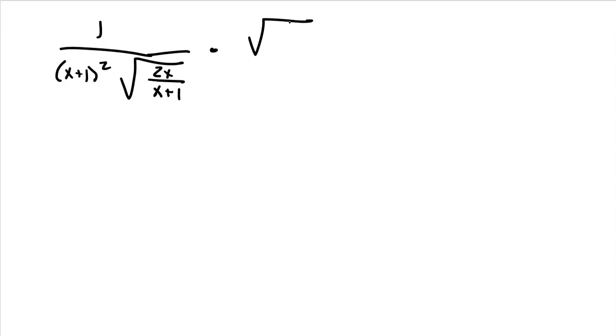So let me come over here. So here's where I'm at. 1 over x plus 1 squared times the square root of 2x over x plus 1. Now, what I'm going to do is get rid of the square root in denominators because that's kind of a rule. Like, we don't really love square roots in denominators. So I'm going to multiply both the top and the bottom by the square root of 2x over x plus 1. So this is called rationalizing the denominator. Not very pretty, but check this out.